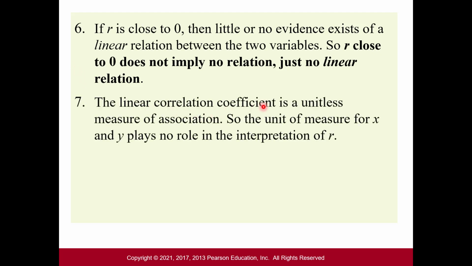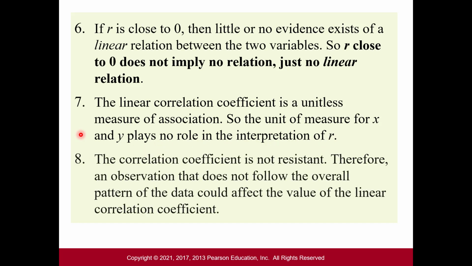The linear correlation coefficient is unitless, and it measures association. So the unit of measure for x and y actually plays no role in interpreting r. So we don't have units on this number. And then last, the correlation coefficient is not resistant. So an observation that does not follow the overall pattern of the data could affect the value of this coefficient. If you remember, a value was resistant if outliers didn't affect it. And so this is saying that it's not resistant. So something that's an extreme value could affect this correlation coefficient.